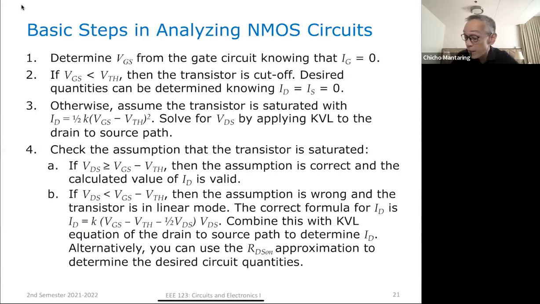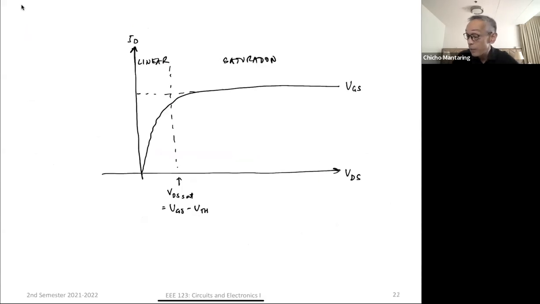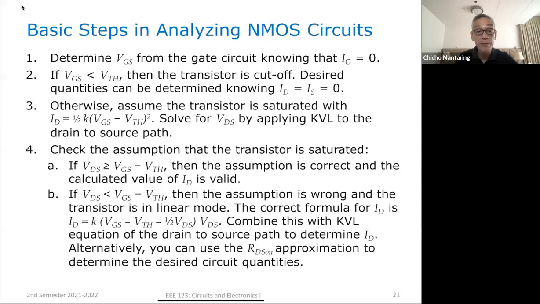Okay. Now, if we find that VDS is less than VGS minus VTH, ibig sabihin na dito tayo sa kaliwa, we are less than this quantity, nandito tayo sa kaliwa. And therefore, we're in the linear region. And therefore, this equation that we initially used is wrong. We should have used this equation instead.